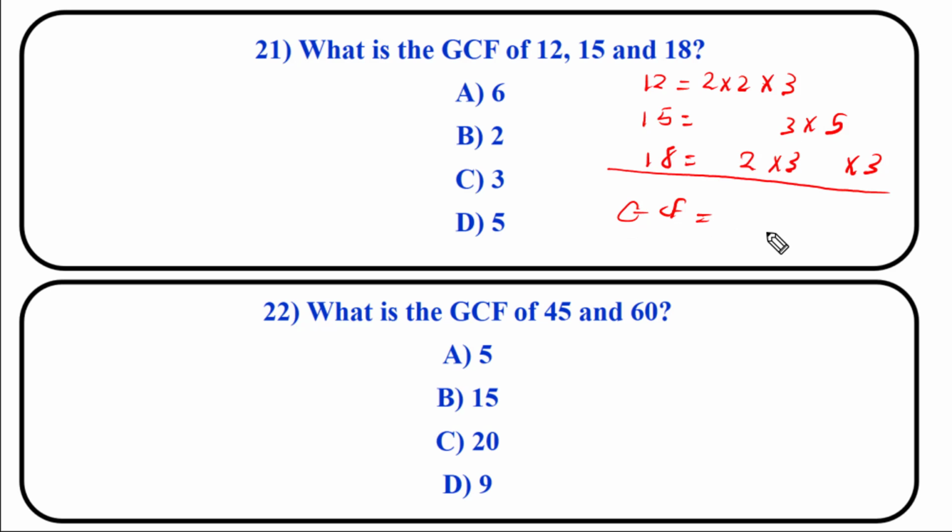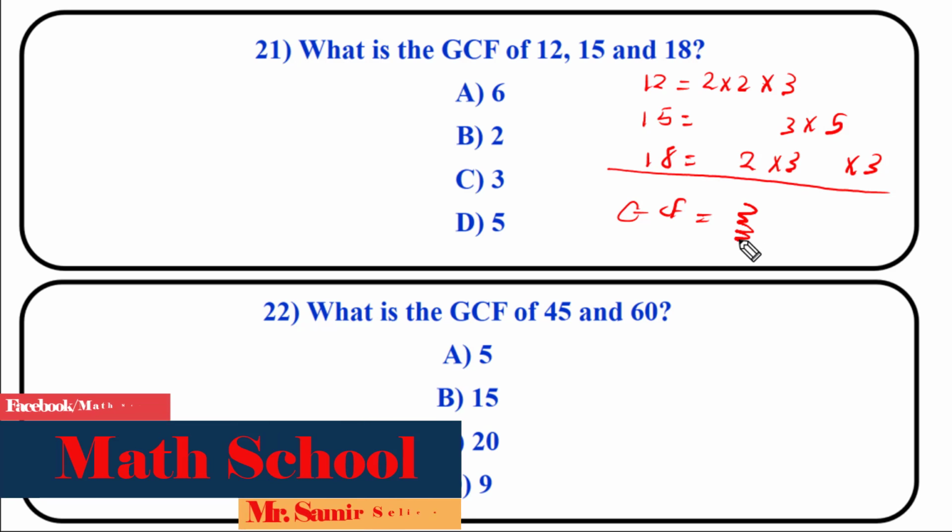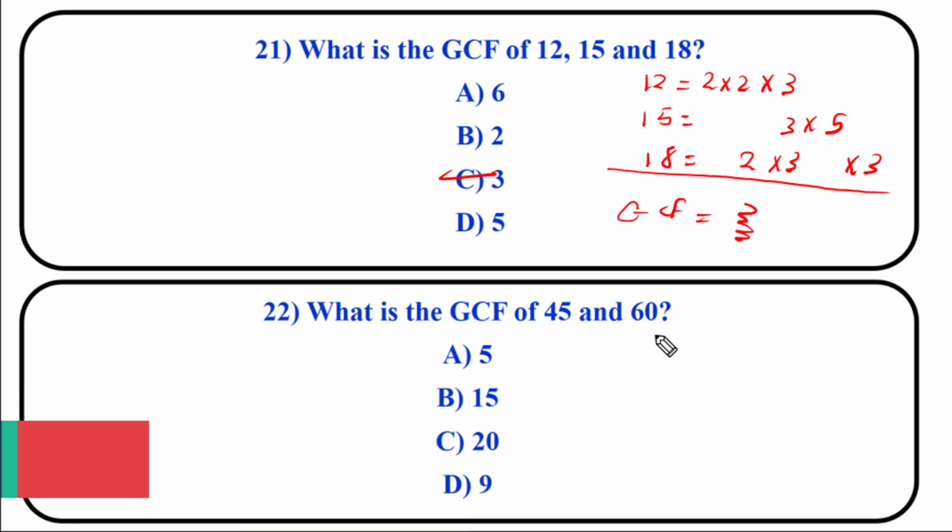Now to write the GCF of the three numbers 12, 15, and 18, write GCF equals, just bring down the common factors. The common factor we have here is 3. So the GCF here is 3. In the same way, he is asking what's the GCF of 45 and 60.